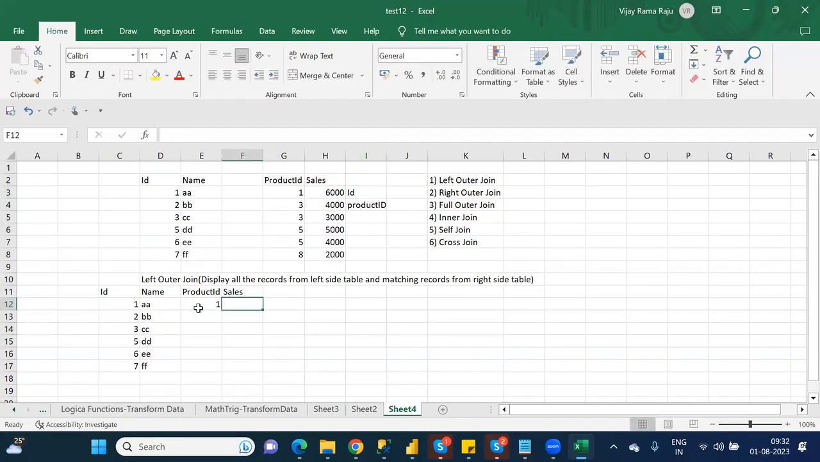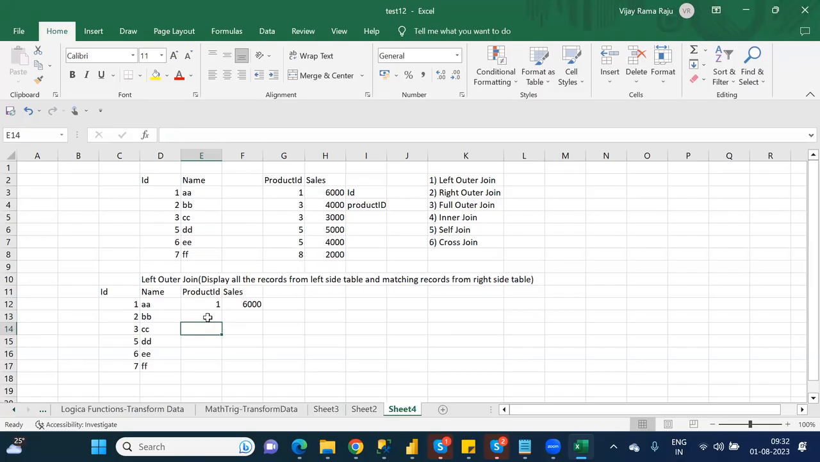For one, what is the sales? Next, is there a two value? Is two matching? No, leave it. In the left side, 2 is there. For the same row, will that 2 be there in the right side table? No, keep it as a blank.